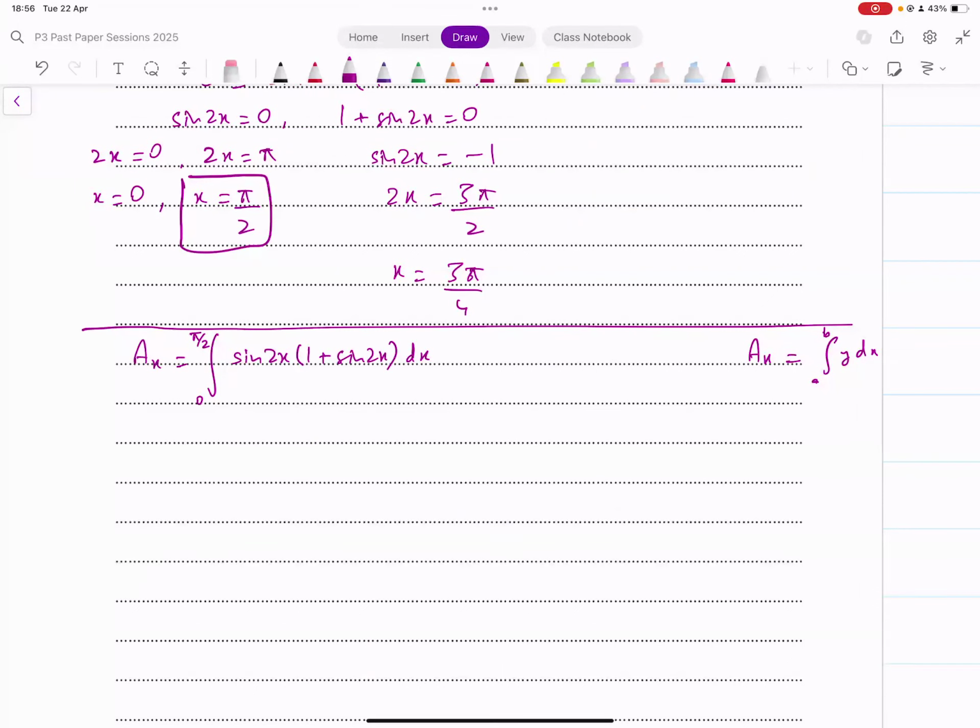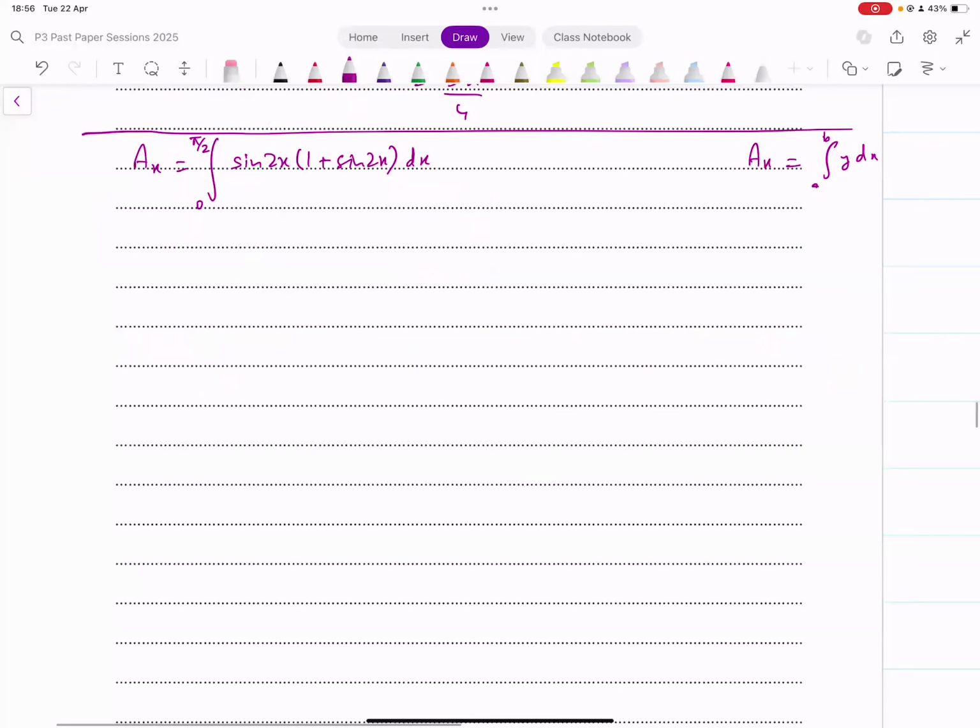Okay, now, how do we integrate this? That's the question. It's a product now. Do we use the integration by parts formula for this? That's not going to help because we've got a trigonometric function outside and a trigonometric function inside the bracket. It's not going to simplify. That's going to make things complicated. What we can do is simplify this first of all and see what that gives us.